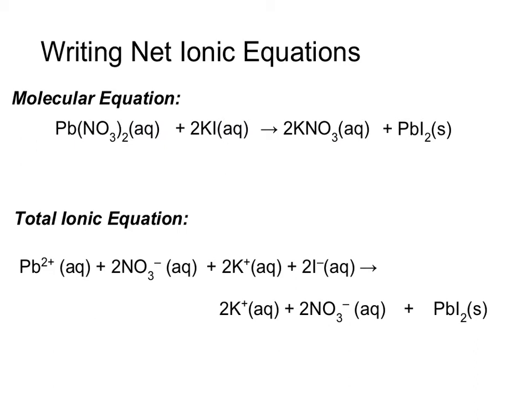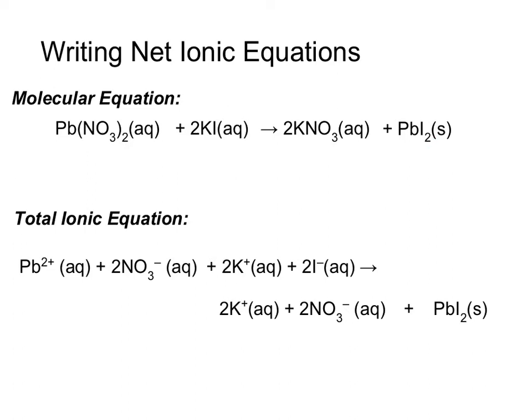Here we have a molecular equation for the reaction of lead nitrate and potassium iodide. These come together in an exchange reaction in which our products are going to be potassium nitrate and lead iodide. And so this top is our molecular equation. It simply shows us everything that's going on. We have our aqueous lead nitrate and our aqueous potassium iodide. They're going to react together in solution to give us potassium nitrate, which is also aqueous, and lead iodide, which, when we consult our solubility chart, we see will come out as a precipitate.